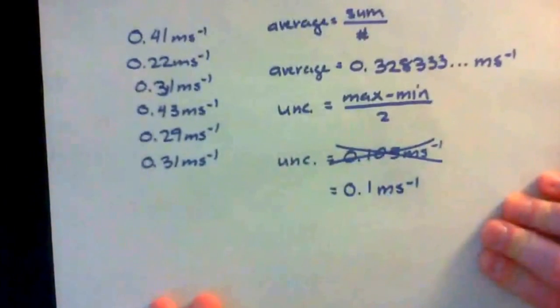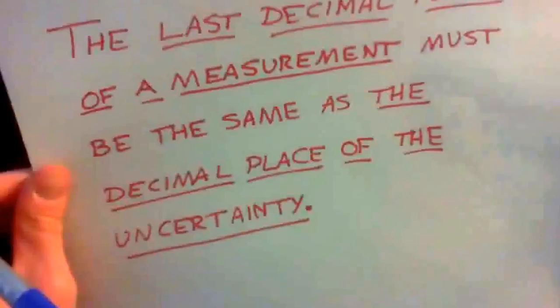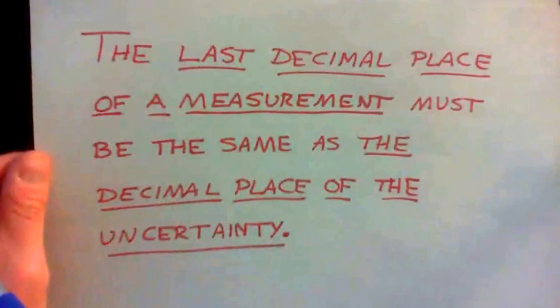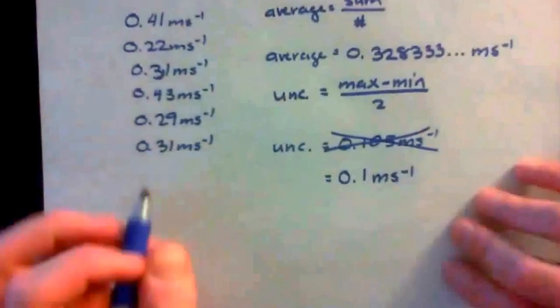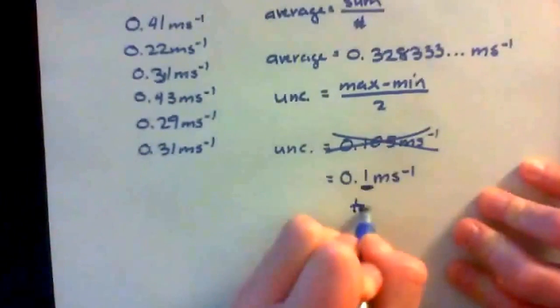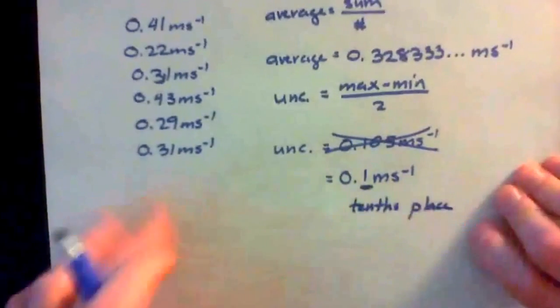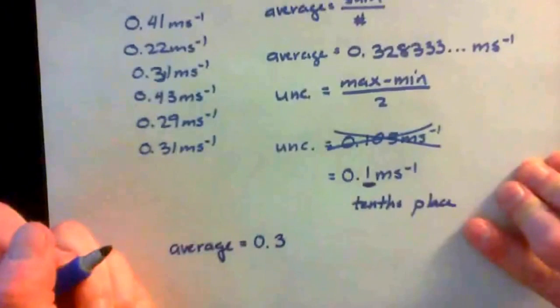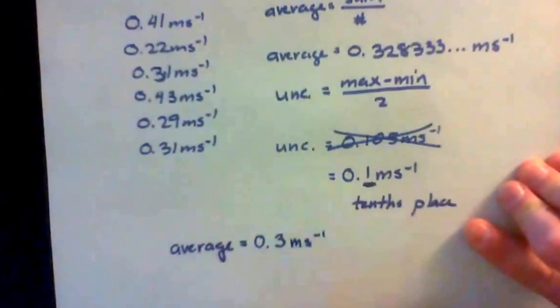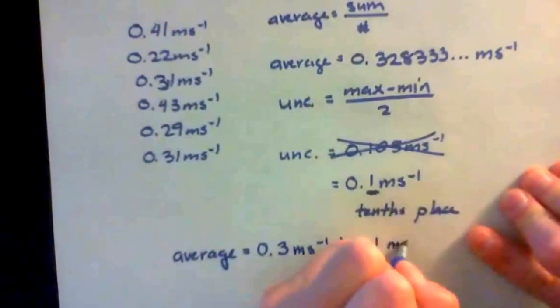And the second rule is the last decimal place of the measurement must be the same as the decimal place of the uncertainty. The decimal place of our uncertainty is the tenths place. So the last decimal place of the measurement must be the tenths place also. So our average is 0.3 meters per second plus or minus 0.1 meters per second.